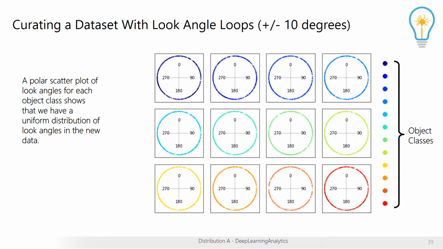We begin this investigation with a new image corpus that was composed of 12 unique object classes, each of which was sampled thoroughly over the full range of look angles. Specifically, every object class image has a look angle neighbor that is less than 10 degrees away.